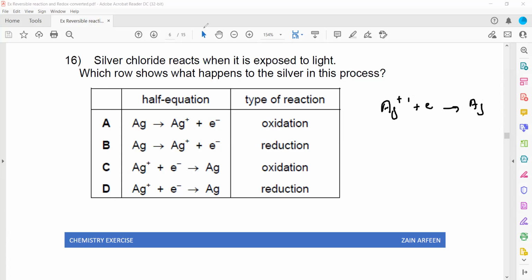silver ion is there, it gains electrons, it turns into a silver atom, and as we know, oxidation is a loss of electrons and reduction is a gain of electrons. Silver ion is gaining electrons and turns into a silver atom. So what do we call this change? We call that reduction, because reduction is a gain of electrons. That's why D is the right answer for question 16.